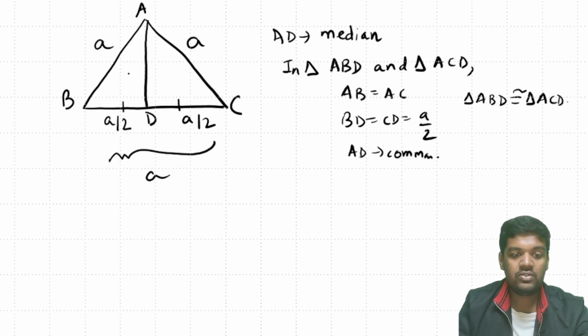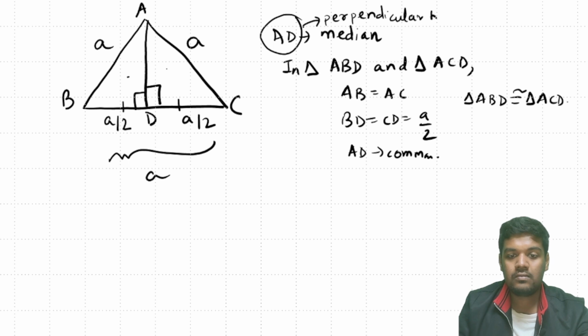If these two triangles are congruent, then these two angles are also same, which is 90 degrees, since this is a straight line. So we can say that AD is not only the median, but AD is also the perpendicular bisector. As we have already seen, perpendicular bisector divides the line into two equal parts and is perpendicular to it. Also, we can say that angle BAD, which is this angle, is same as angle DAC, right? So we can say that AD is also the angle bisector.